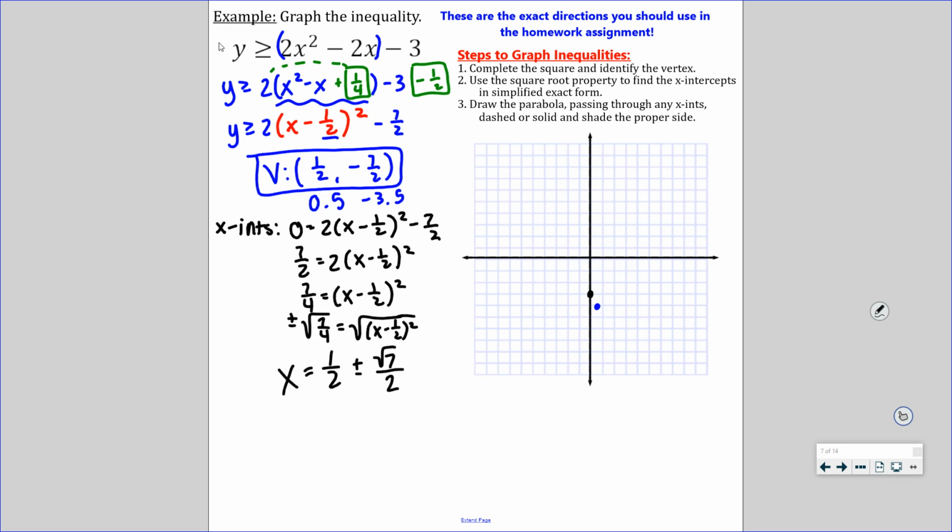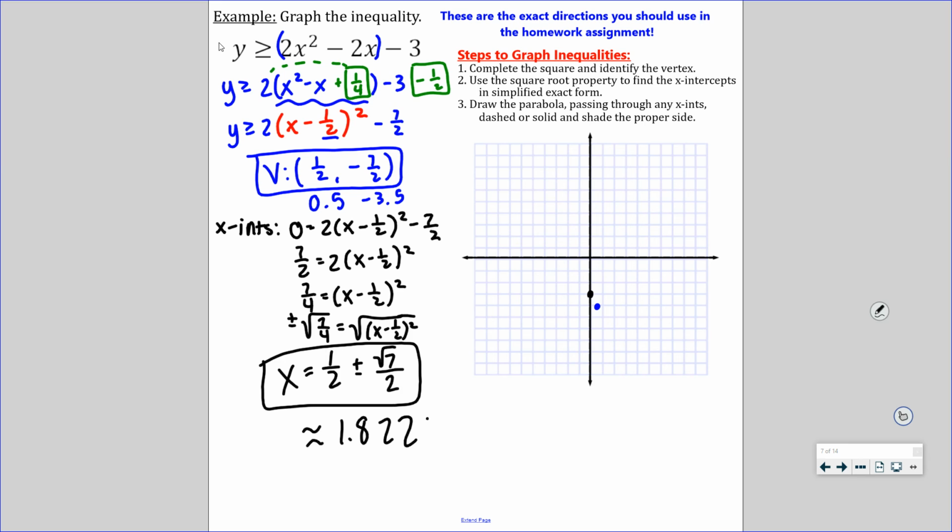Okay, I did that kind of quickly, so let me just verbally explain that again. So square root both sides. Over here, I simplified it. Square root at the top, square root at the bottom is a perfect square. Square root of 7 over 2, no rationalization needed. Then I added over that 1/2. Okay, so again, this is how I'd want you to write your answer, exact.